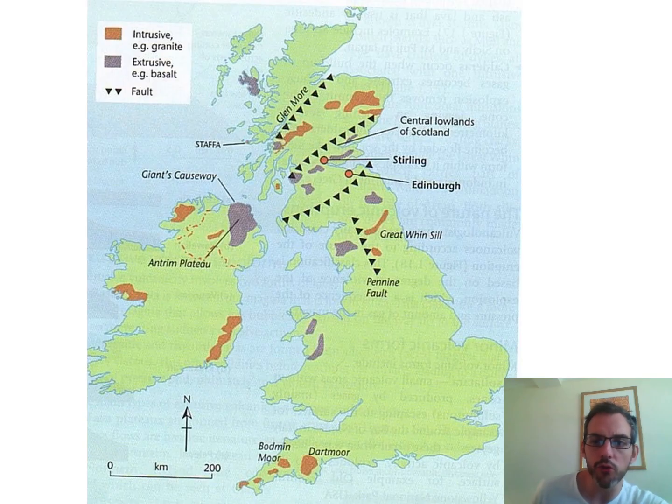This map shows the impact of tectonics on the UK's physical landscapes, and I want you just to ask yourself which parts of the UK have been affected the most by tectonic activity, that is the movement of plates.